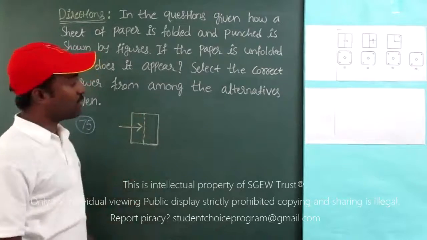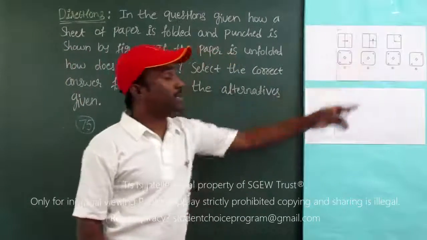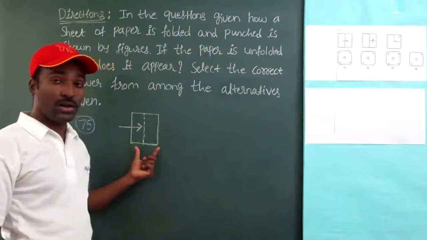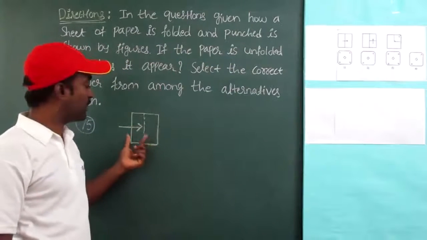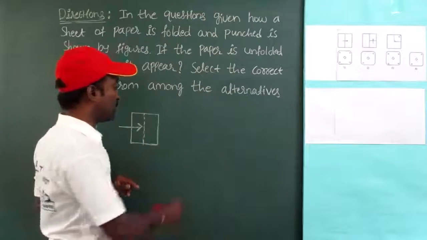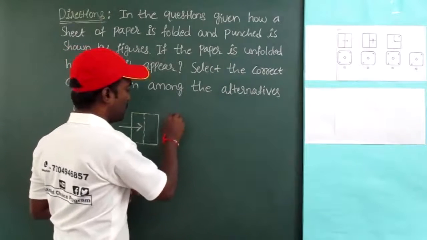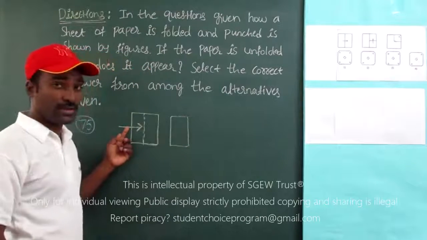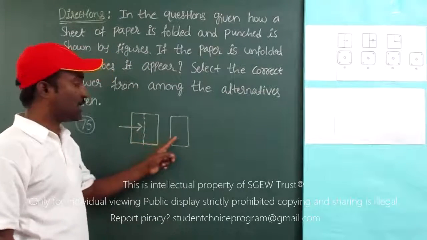Now in the second figure it is folded one more time. Before drawing that, I will draw how this will appear after folding in this direction. How will this appear? Yes, it will appear like this. After folding in this direction at this place, it will appear like this.